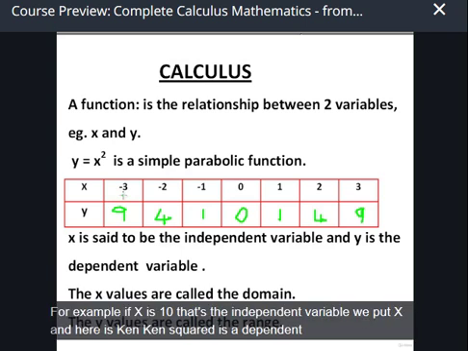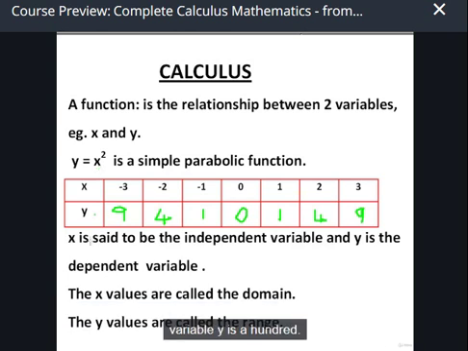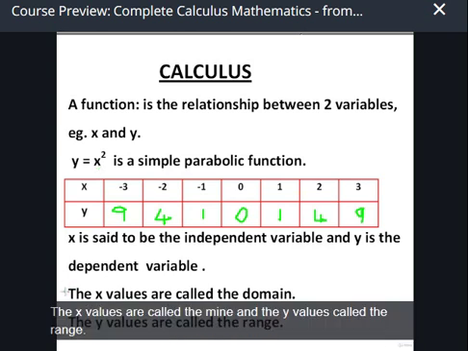So for example, if x was 10, that's the independent variable. We put x into here as 10. 10 squared is 100. So the dependent variable y is 100. The x values are called the domain and the y values are called the range.